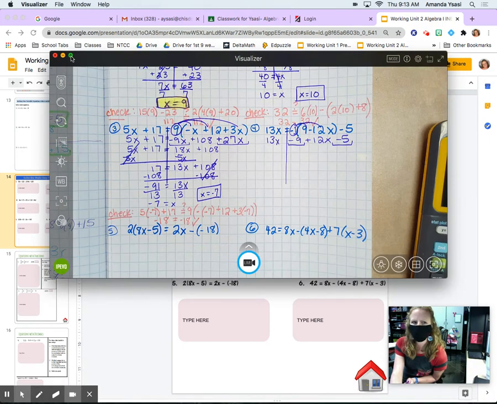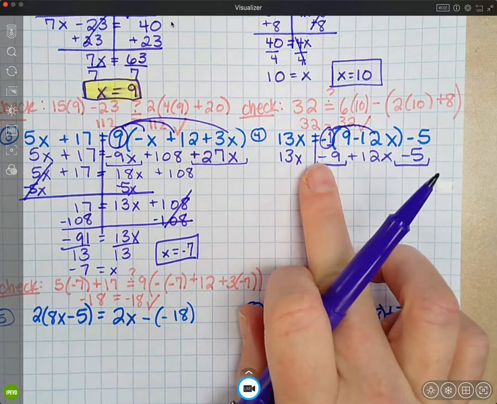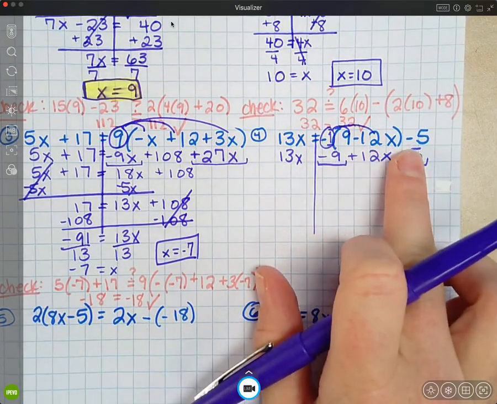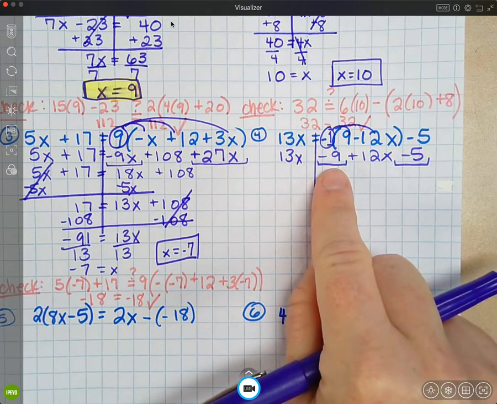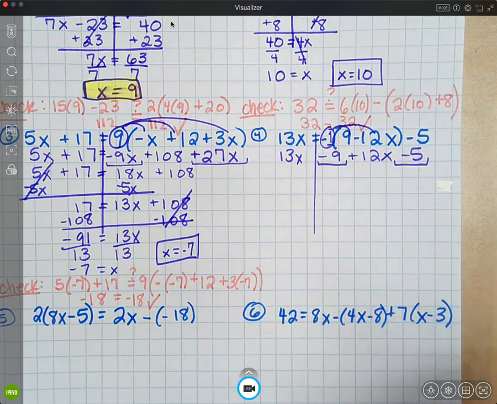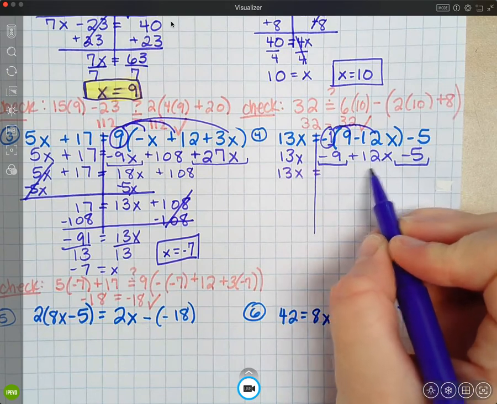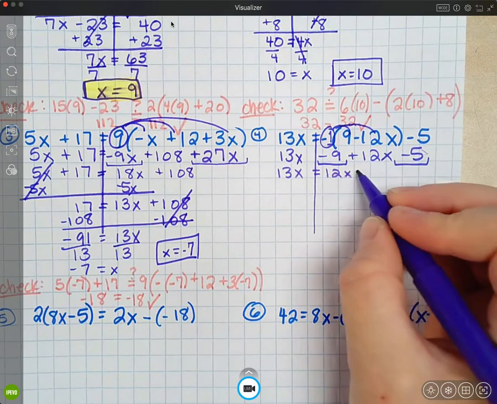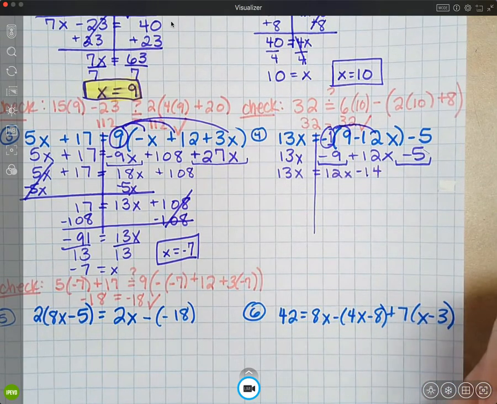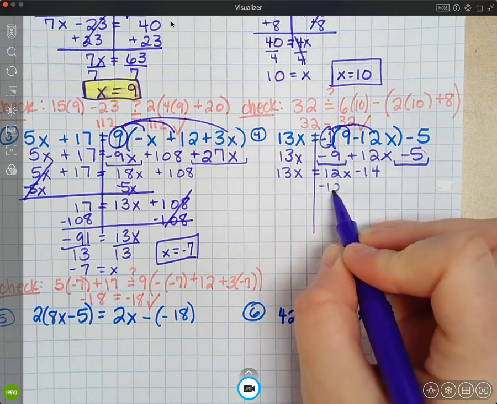Okay, so I'm going to go ahead and go over these problems. So I've already distributed the negative 1 throughout. And then the next step would be to combine your like terms. The constants are your like terms, so negative 9 and negative 5. You still have 13x on the left side, though. And I'm going to pull 12x over here and then do negative 9 minus 5, which would be negative 14. Then I got to get all the x's on one side. So I need to move this 12x over.